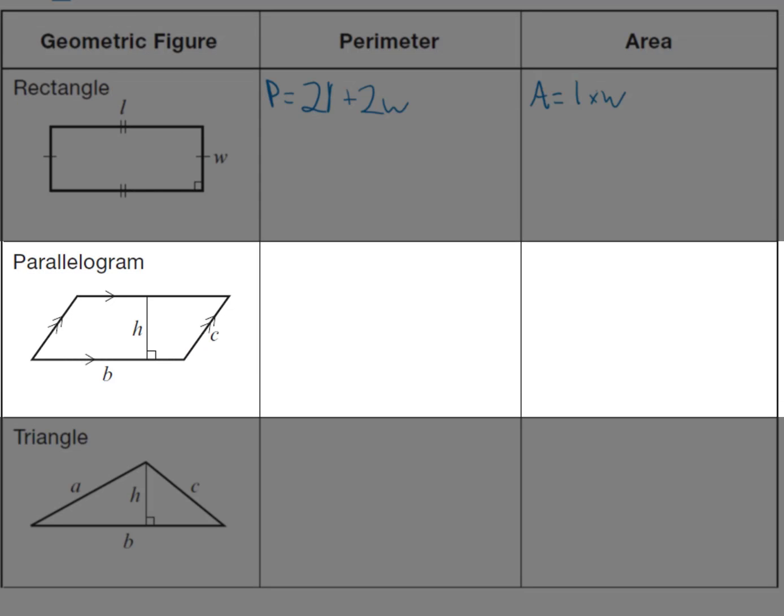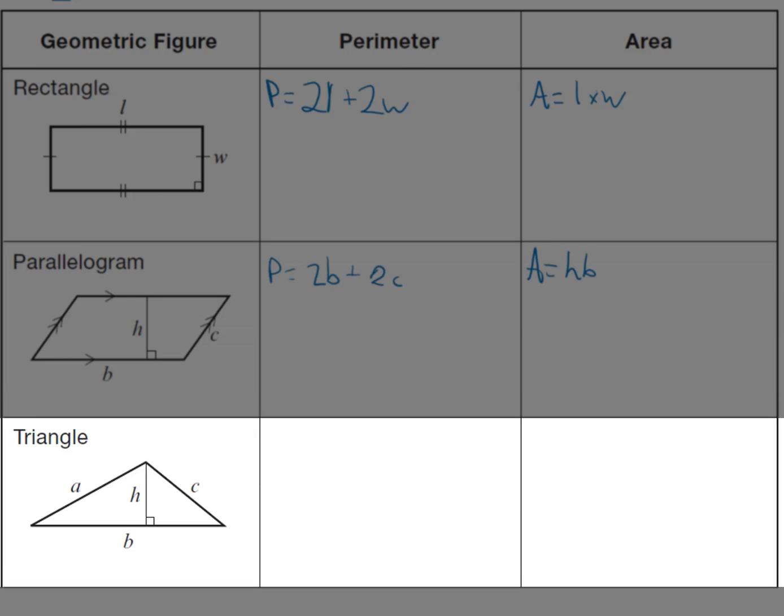Parallelogram is a little bit different, but similar. Our perimeter is going to be 2 times the base plus 2 times C, because there's 2 side lengths C and 2 side lengths B. We don't actually use H for our perimeter, but for our area, we're going to have our height times the base in this case. Base times height will give us our area.